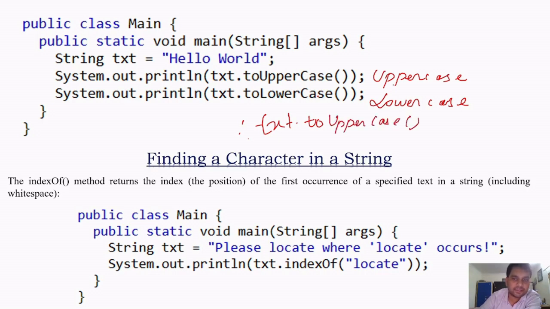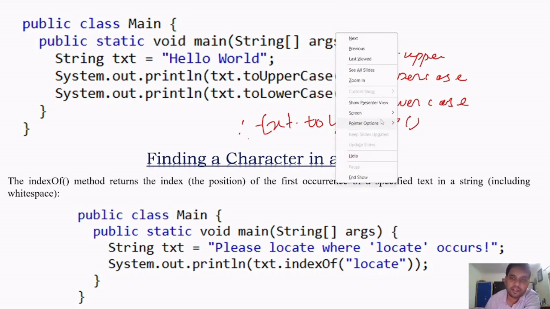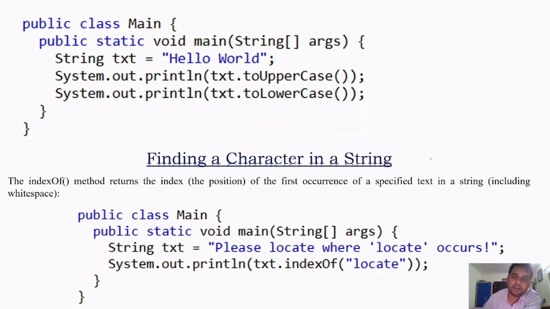Java is very case sensitive. If you write txt.touppercase with a small u, it will not execute. It will immediately give you an error. So you have to be very careful while you are writing Java commands. If you want to convert anything you have written in small letters, the syntax is txt.toUpperCase. There should not be any space.